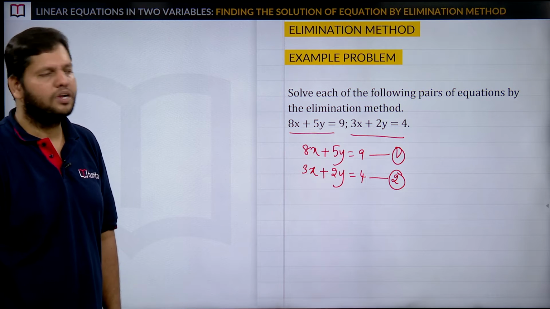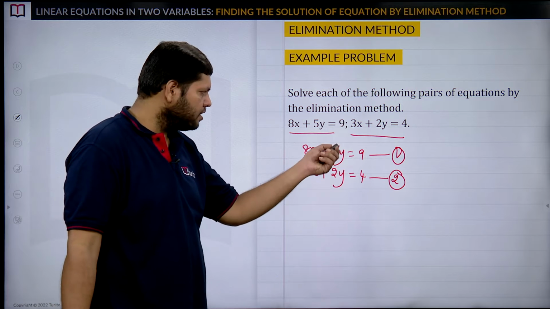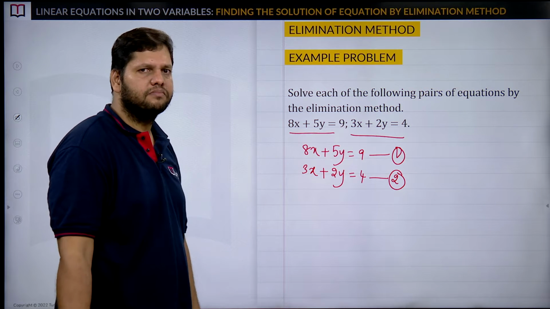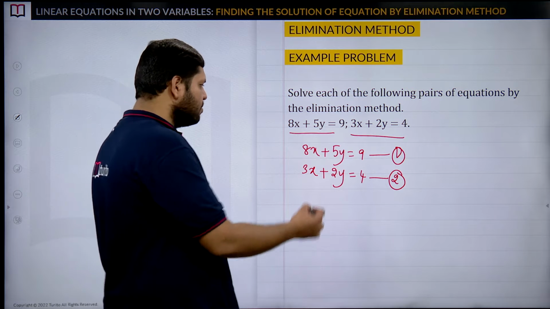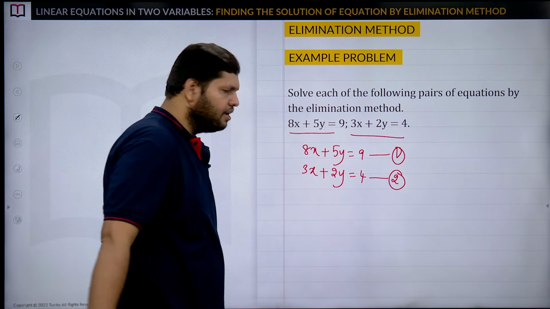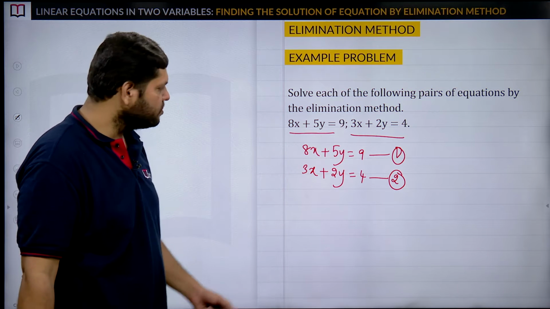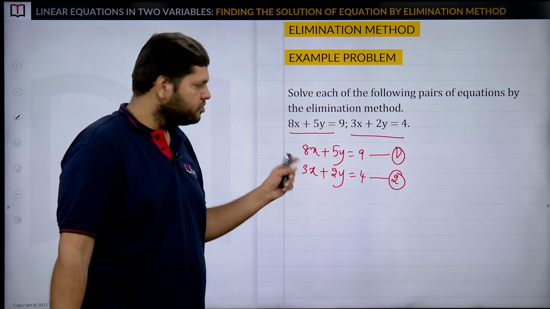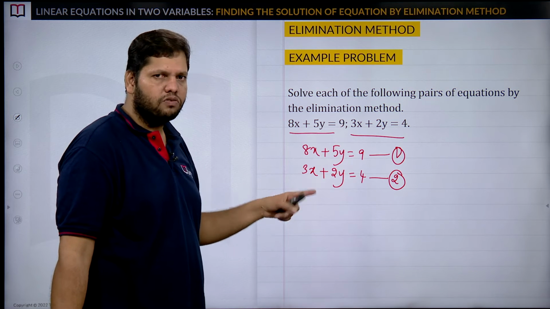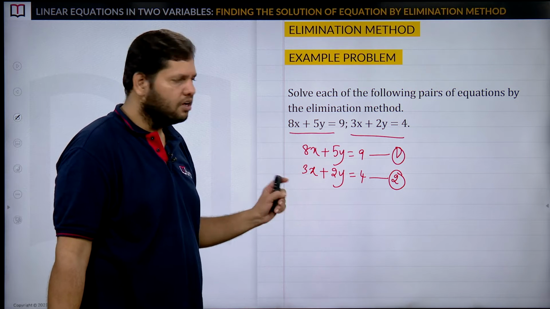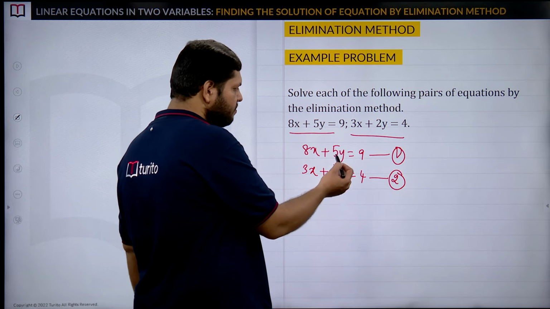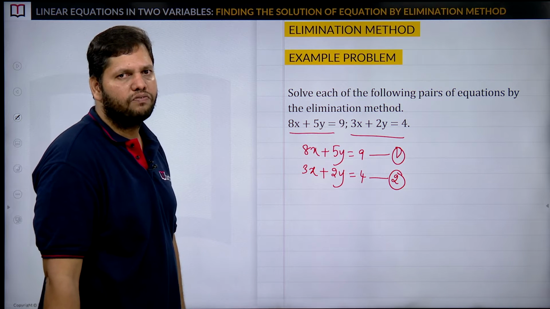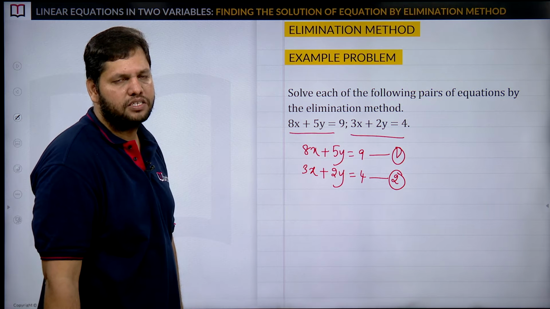Okay, children? Now, what I am doing? Now I want to make the y coefficients the same. The x coefficients are a little bigger in value, but the coefficients for the y variable are comparatively smaller, isn't it? This is 5 and this is 2. I want to make the coefficient of y the same, children, isn't it?